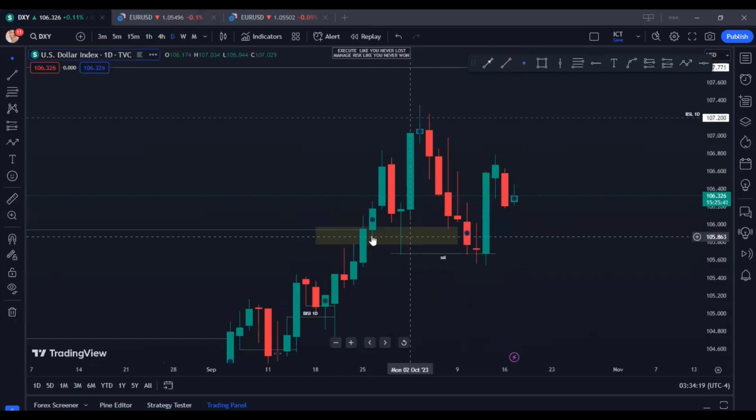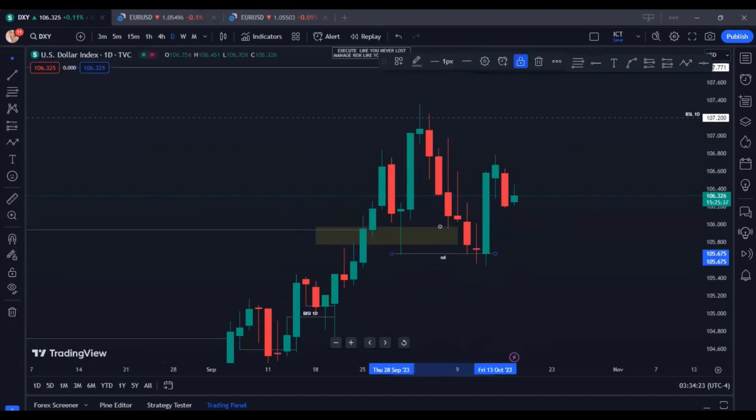Okay, but because this is a weekly level, I think this is more of a manipulation. All right, but I don't actually predict anything that will happen. I trade in line with what I'm seeing.